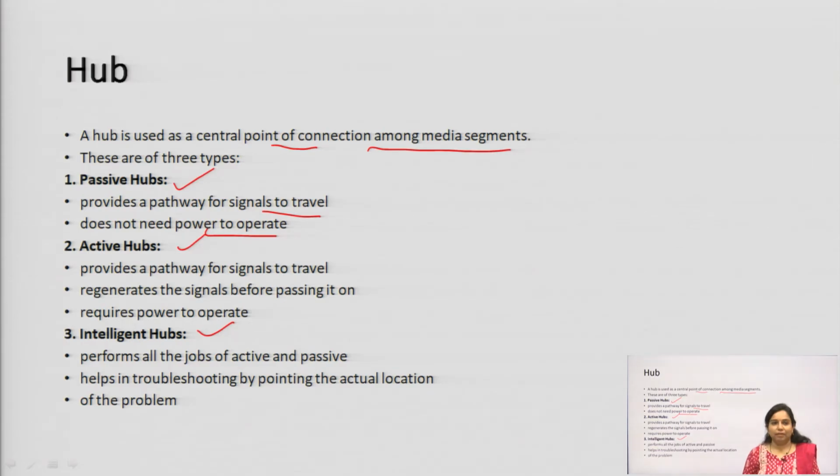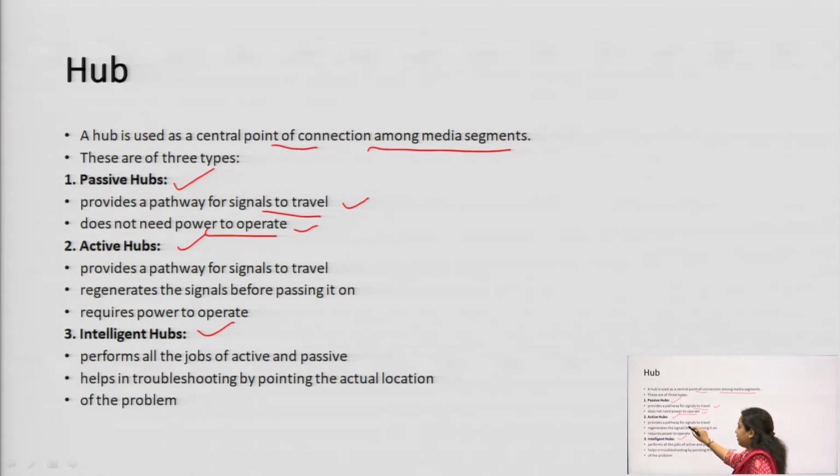You all know about passive devices and active devices. Passive devices do not require any power to operate. In the same way, passive hubs do not require any power to operate. It provides a pathway for the signal to travel, meaning it will guide the signal as to which point it is going to travel. So, this is the case for the passive hub.